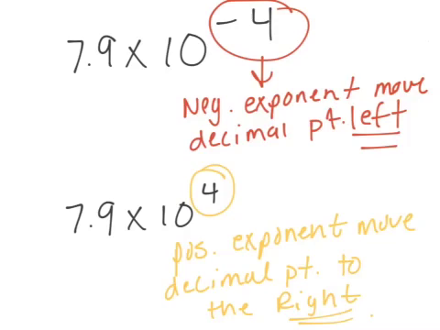When you're writing in scientific notation, the second number, that is a power of 10, can have a negative exponent or a positive exponent. The exponent will tell you which way to move the decimal point, either to the right or to the left. If it's a negative exponent, you move the decimal point to the left. So in this example, the decimal point would move to the left 4 places. If it's a positive exponent, the decimal point moves to the right. So in this example, we would move the decimal point 4 places to the right.